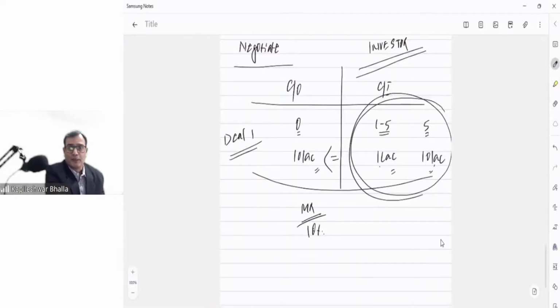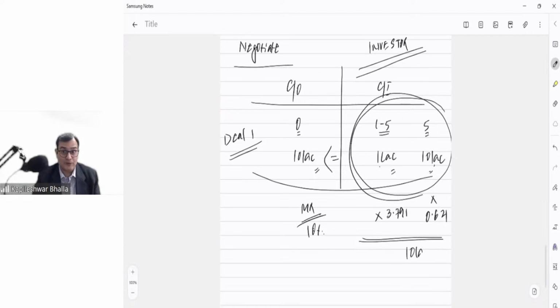Okay, let me now take you to a little financial management. Let's do one thing, friends. We are trying to understand the logic of what you've done in financial management. Now, let me calculate this. 1 lakh multiplied by the 5-year factor, I think is 3.791. I just remember the factor. At 10%, 5 years is 3.791. And at the 5th year, I think it's 0.621, if I rightly remember. Let's calculate the present value: 1 lakh into 3.791, and 10 lakh into 0.621. Wow, this comes to 10 lakh rupees itself.